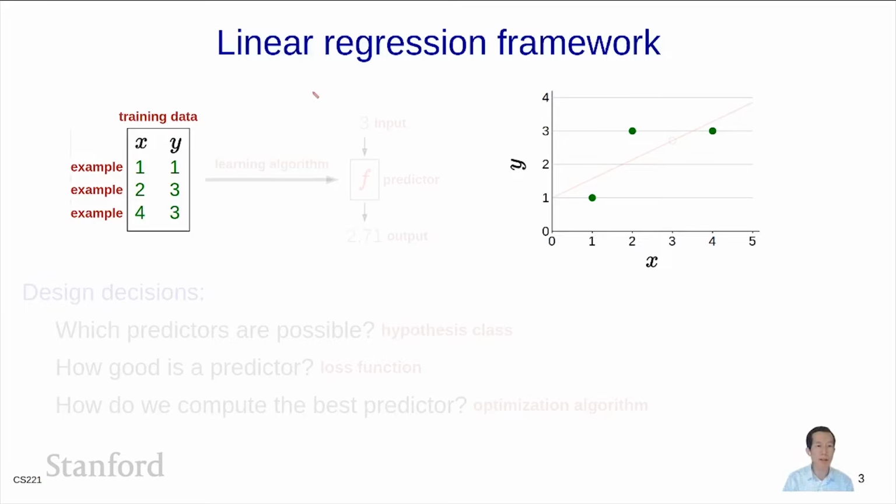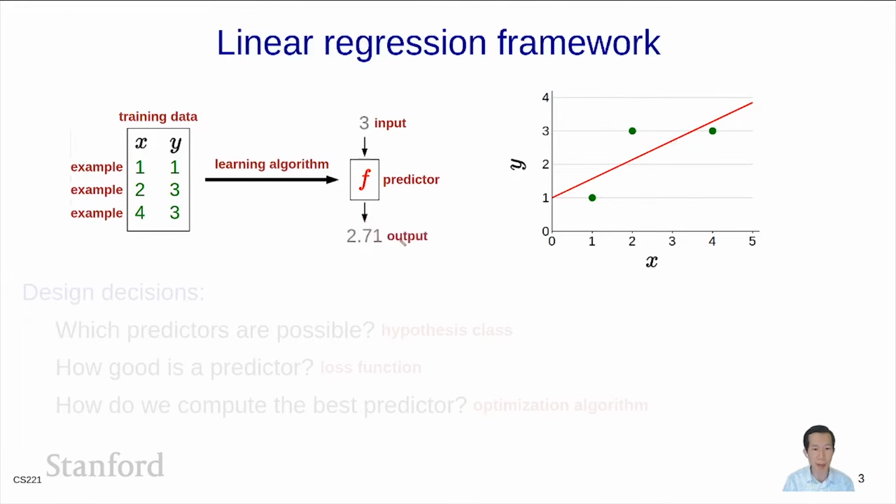So what we want to do is take this data, have a learning algorithm, and produce a predictor f. And the predictor in this case is, let's say, a line. What the predictor allows us to do is to take new inputs, such as this 3 here, and send it through and produce an output, 2.71, corresponding to this point on this line here.